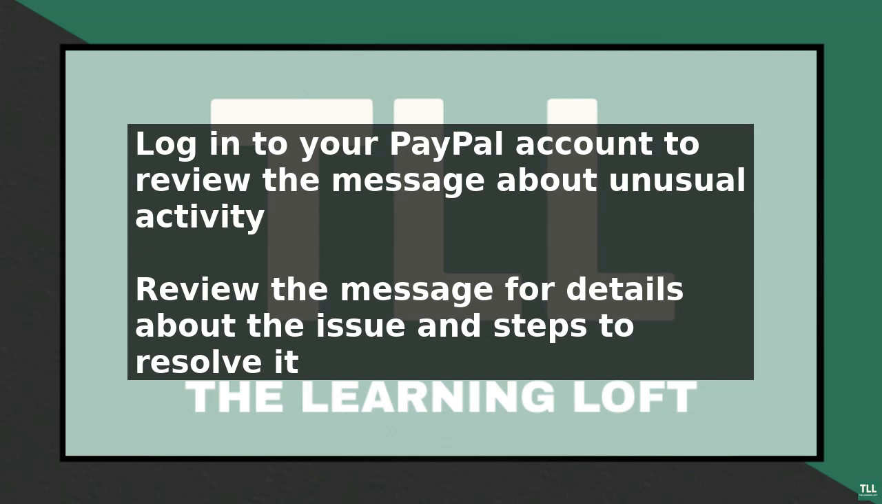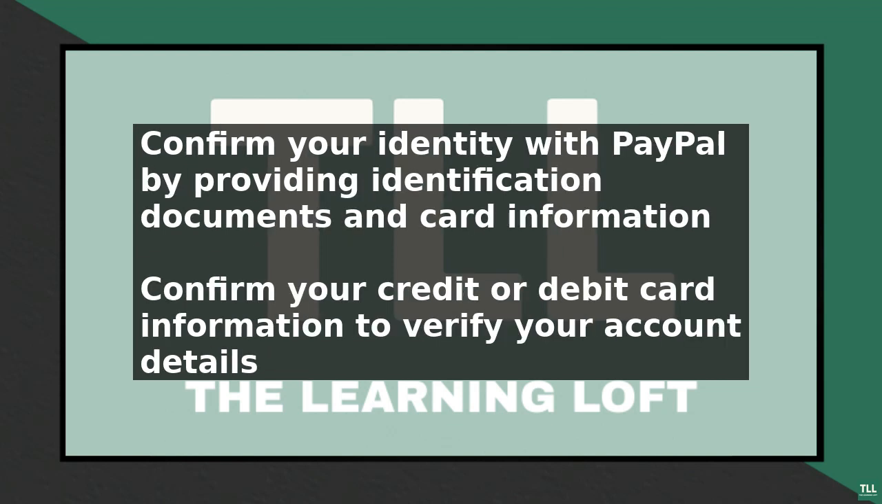Step 1 is to log in to your PayPal account and review the message that was sent to you. This message will provide details about the unusual activity that was detected and the steps you need to take to resolve the issue. Step 2 is to confirm your identity with PayPal.